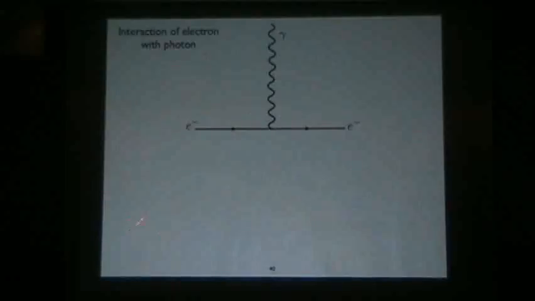So, if I apply that idea to thinking about the interaction of an electron with a photon, I imagine that electron coming along, and I have a photon, which we now know is a quantum of electromagnetic radiation, coming along. They'll interact, we know they do, because an electron carries electric charge.